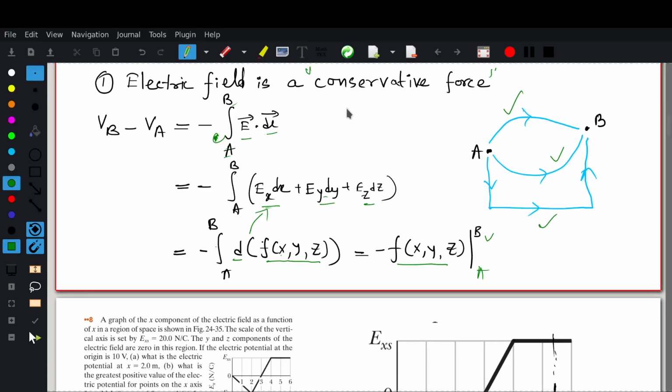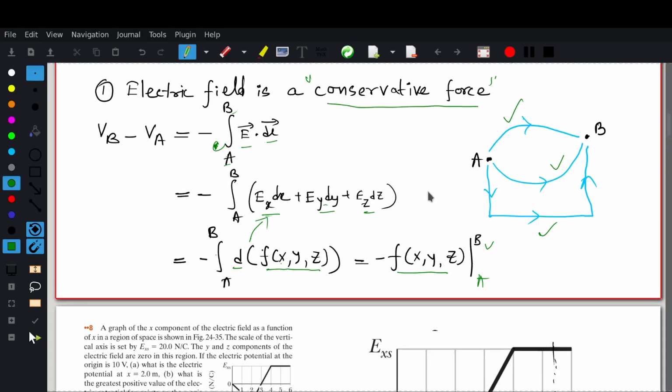So the key point is to remember that this integration doesn't depend on the path. Whichever path you take, you can take the simplest path and do this integration, or you can avoid the integration altogether if you can find an exact differential for your integrand.